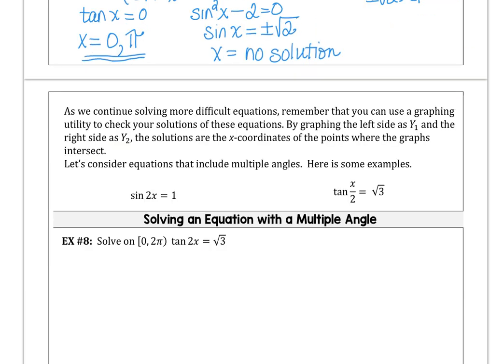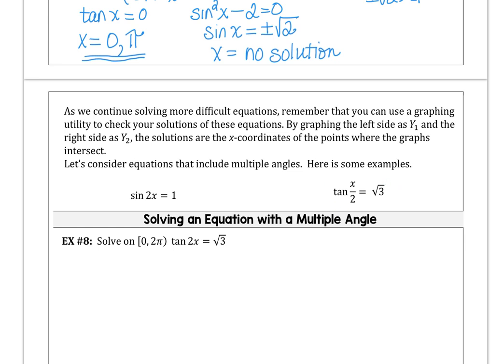Okay, as we continue solving more difficult equations, remember to use your graphing utility to check your solutions for these. If you graph the left side as y1 and the right side as y2, the solutions are the x-coordinates where the graphs intersect. So we want to consider these two. Here's some examples. You could try those on your own.